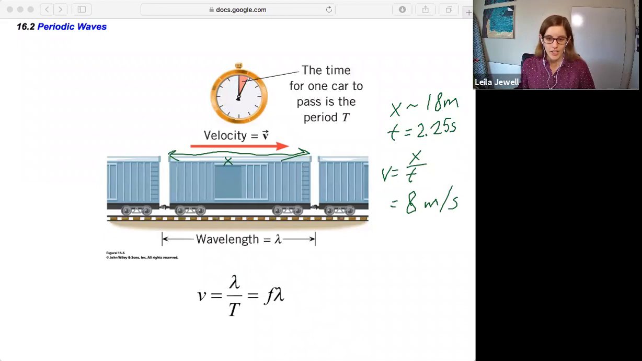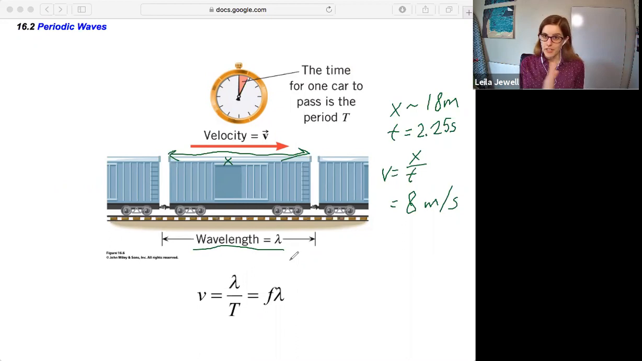So it turns out it's a similar idea with waves. If we imagine that instead of talking about it being a car length, right, of a boxcar, we say that that is the length of one cycle, and that this is a periodic train, so there are many cycles. So we call that the wavelength lambda.